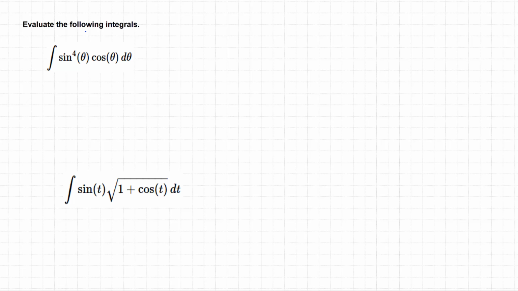Evaluate the following integrals. We have two of them here. The first is the integral of sine to the fourth theta times cosine theta d theta. So sine to the fourth theta is basically sine theta raised to 4, times cosine theta. This is a product of two functions.